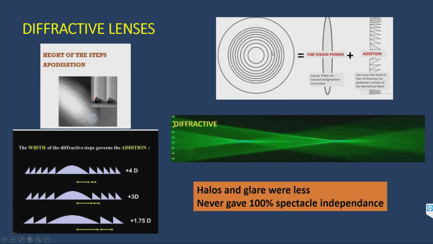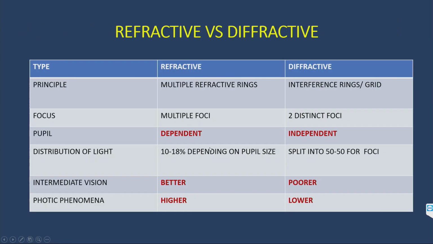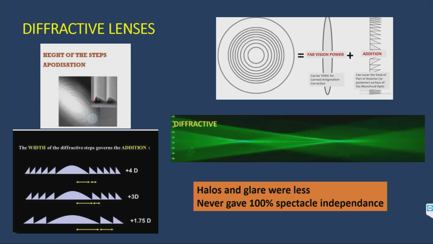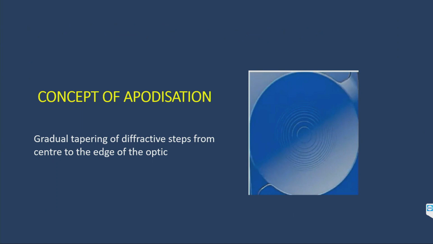Now coming to the diffractive lenses, they have multiple diffractive steps on the optic, and each of these steps, from the periphery to the center, focuses light at two different focal points, one for distance and one for near. According to the width of the step, that determines the addition. The narrower the step, the higher the addition, and when the height of the step was more, more light entered the eye. These lenses had less halos and glare, but the intermediate vision was not great. Then came the concept of apodization, where there was gradual tapering of the refractive steps from the center to the edge of the optic to give a smooth transition of light from distance to intermediate to near.